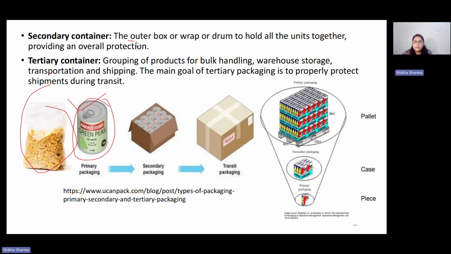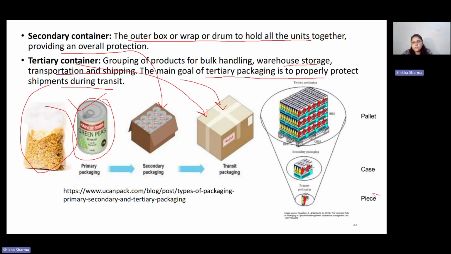The secondary container is the outer box or the wrap or the drum to hold all the units together, providing overall protection. When we put the single units together into a carton or something, that is a secondary container. The tertiary container is basically a grouping of the products for bulk handling, warehouse storage, transportation, and shipping. The main goal of tertiary packaging is to properly protect shipments during transit or transportation.